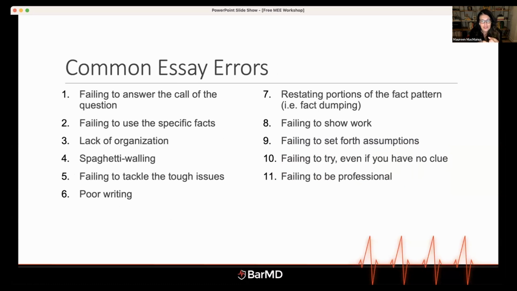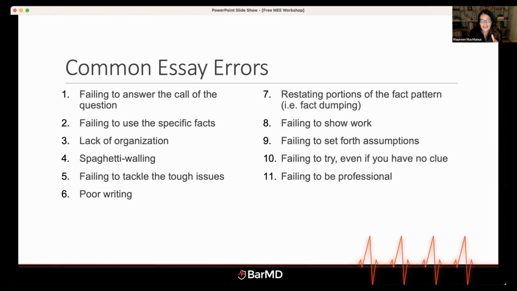2 is failing to use the specific facts and not using enough of them. In California, you have to use every fact in the fact pattern. In the UBE, you don't, but you want to use as many as you can and use the specific facts where it's appropriate. I don't want you to generalize the facts. Use them specifically. They're written in a particular way because they can be used for a particular issue the way that they're written.